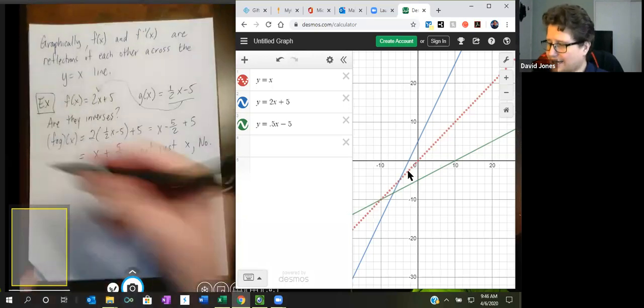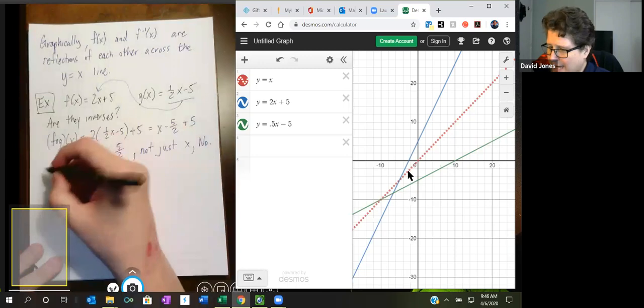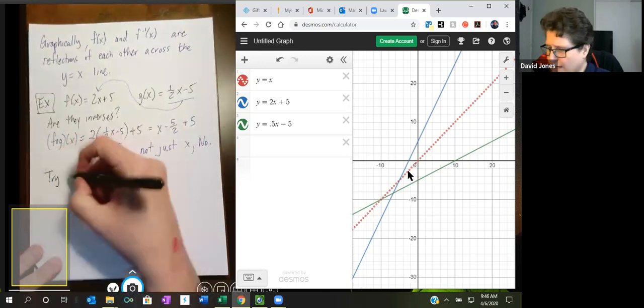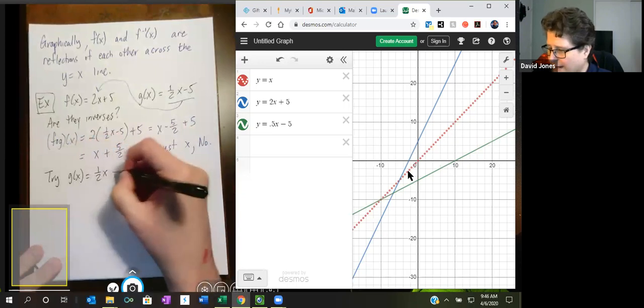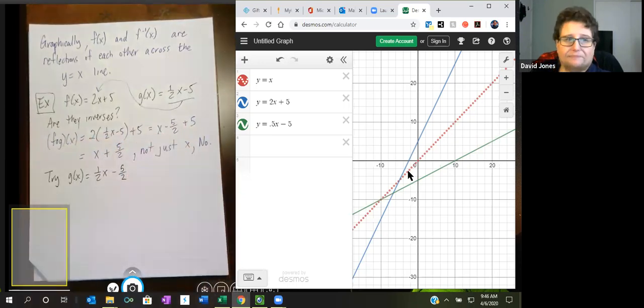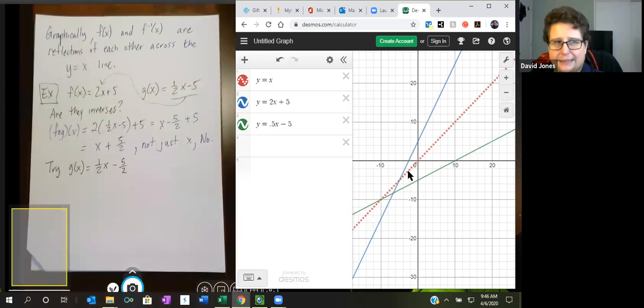Let's keep f of x the same. Why don't you guys try g of x equals 1/2 x minus 5/2? Pause the video for a second. See if you can do it algebraically and graphically.